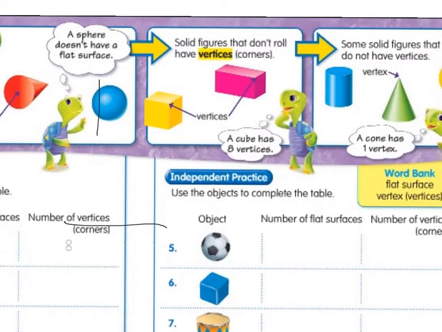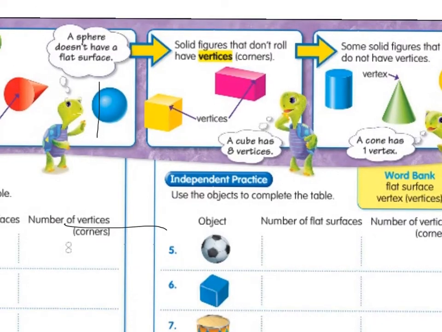Solid figures that don't roll have vertices. Okay, vertices is a big fancy mathematician word for corners. We talked about that. So corners are like these. These are called vertices, okay? If there's a corner, that means two edges are meeting. They kind of have a sharp edge to them.